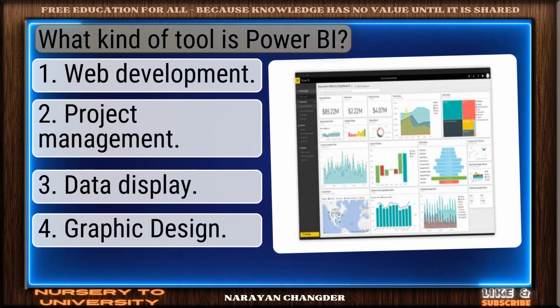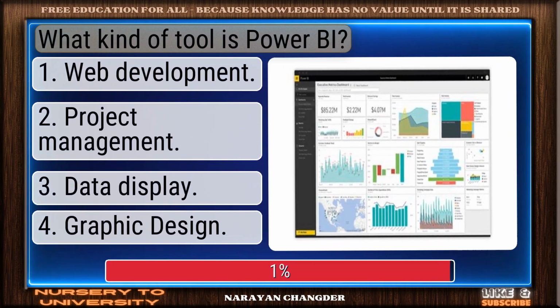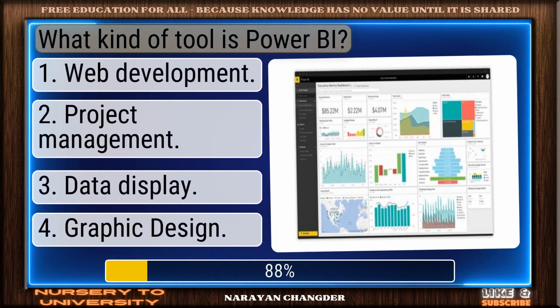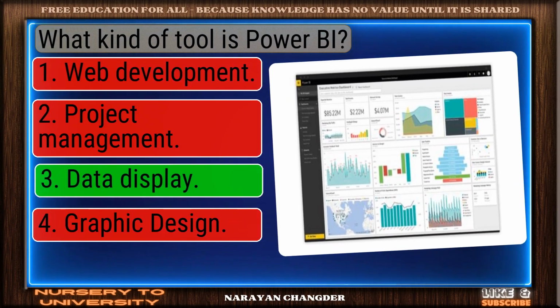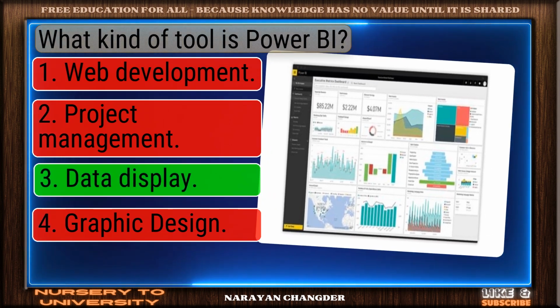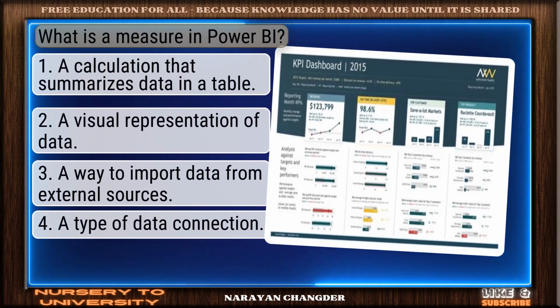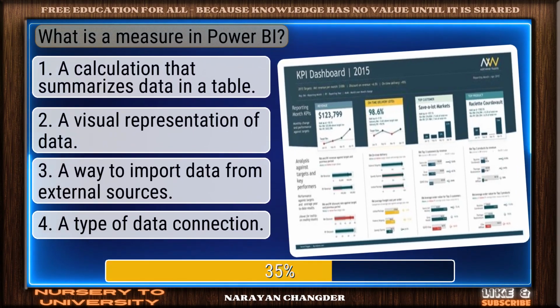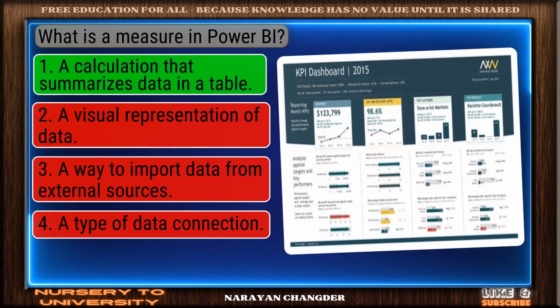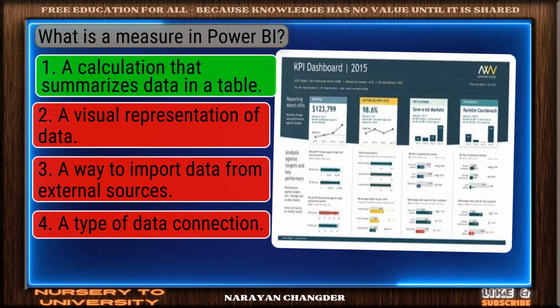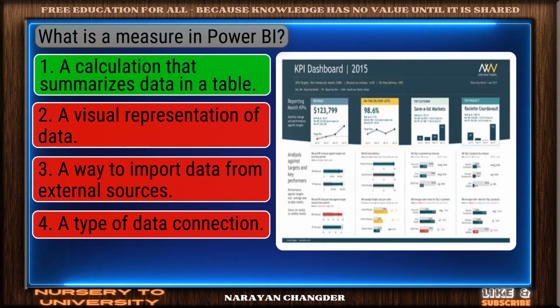Question number 70. What kind of tool is Power BI? Strong choice. Data display is the right answer. Question number 71. What is a measure in Power BI? Perfect. A calculation that summarizes data in a table is the correct choice.